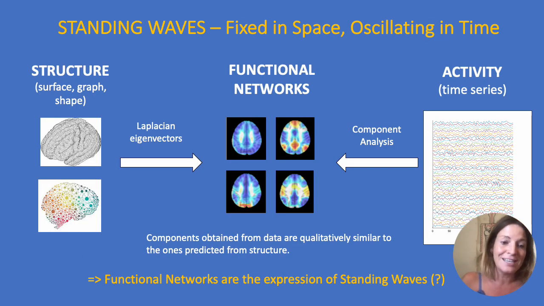So as you've seen, there is this traditional approach to go from the structure, taking either the surface or the graph or the shape of the brain to compute the Laplacian eigenvectors and predict the functional networks. Or, in another field, also in neuroimaging, one can take the time series of activity and apply some component analysis like principal component analysis, independent component analysis, gradients, leading eigenvector dynamics analysis. So there are different approaches that reveal functional networks as well.